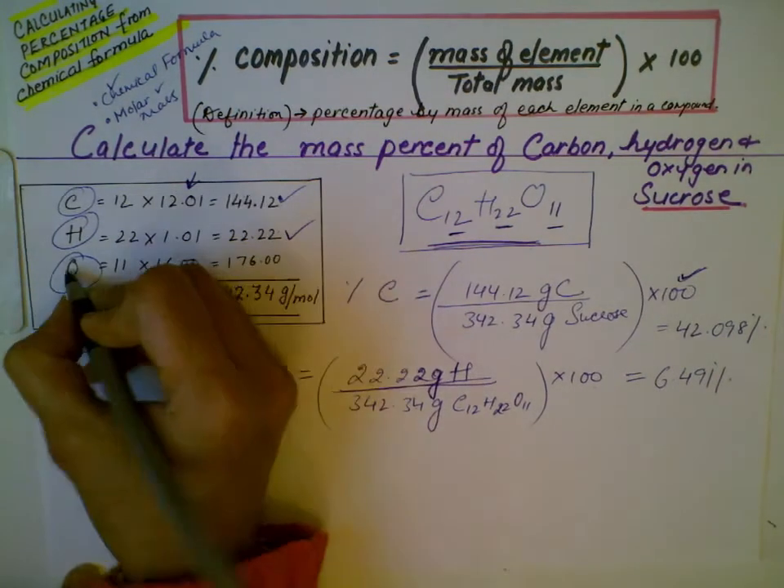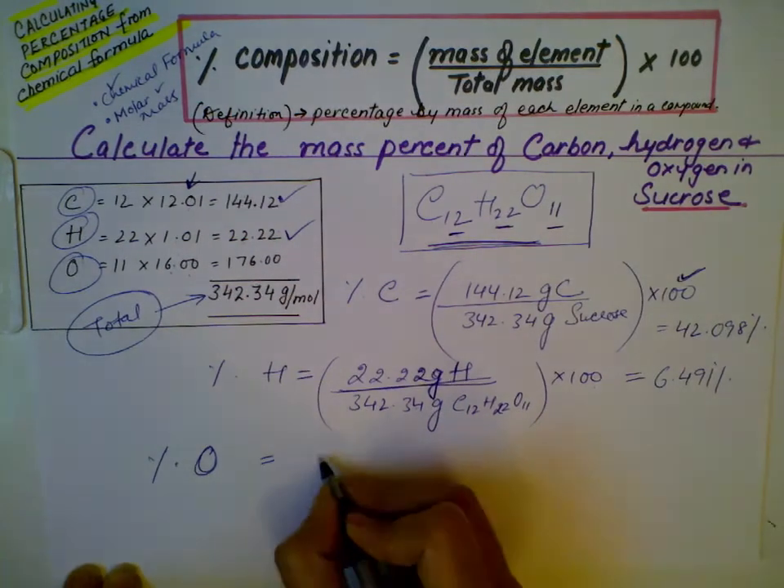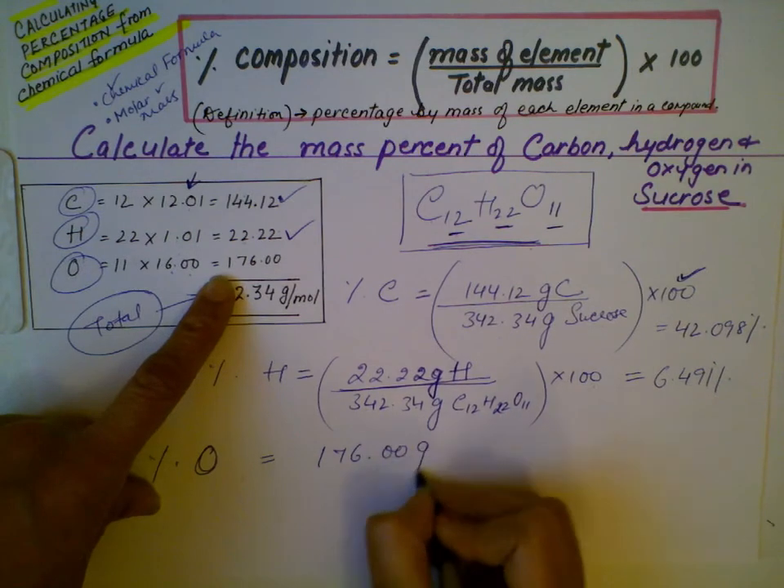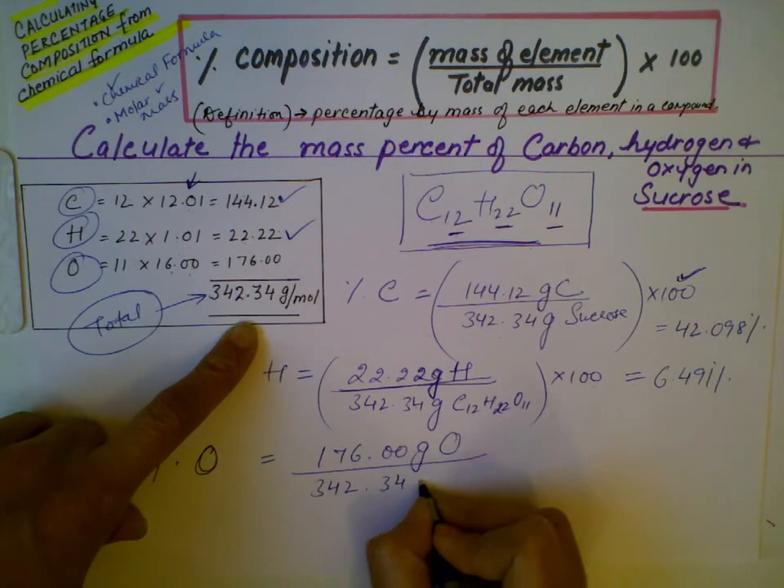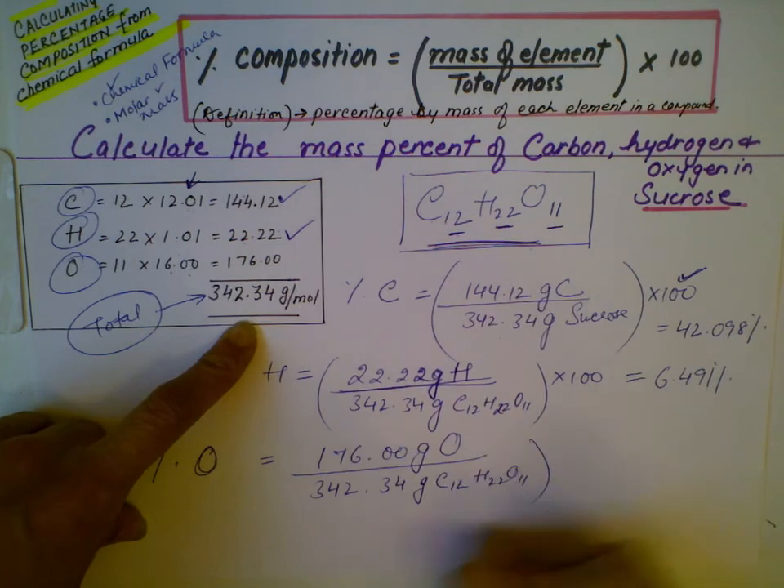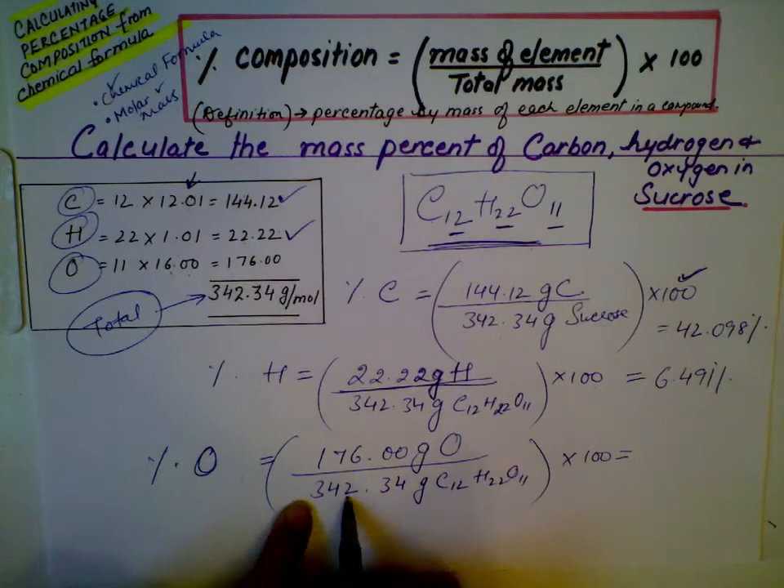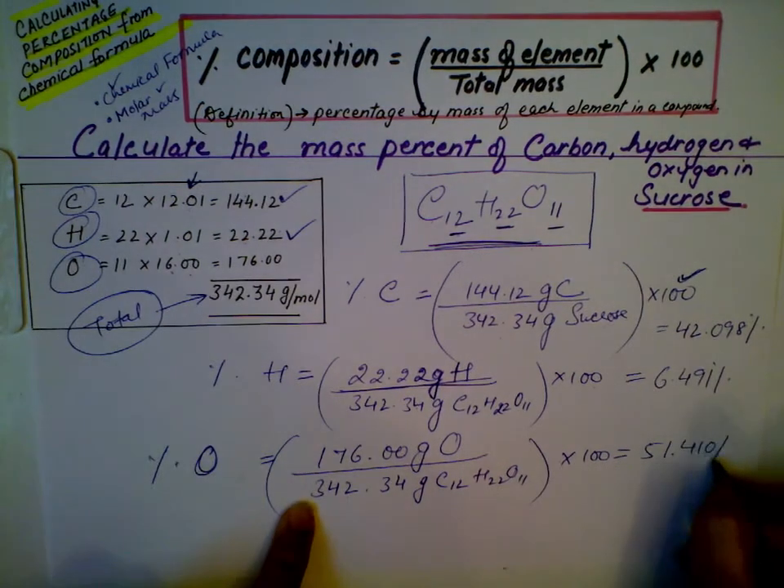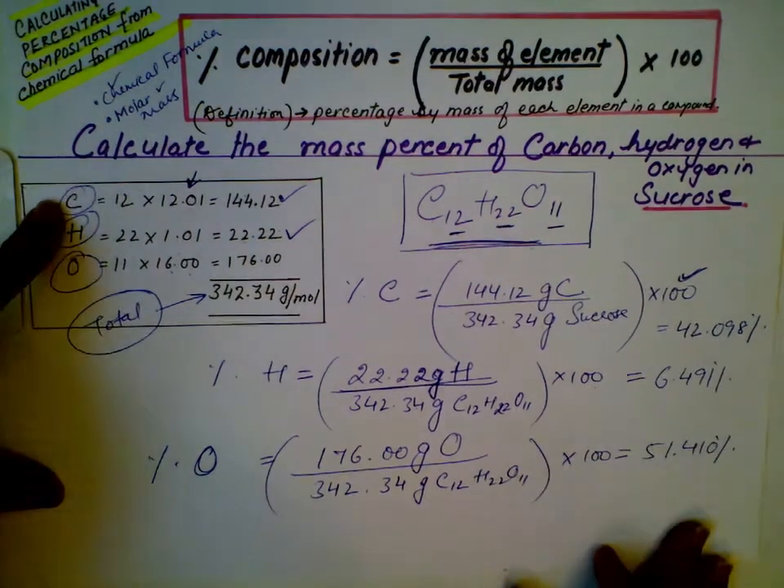Sorry, oxygen. So we did carbon, hydrogen, and now we are doing oxygen. So oxygen is 176.00 grams of oxygen divided by total mass, grams of sucrose, times 100. Use the calculator. This number divided by this number times 100. You are going to get 51.410%. Now, how do we verify if our result is correct?